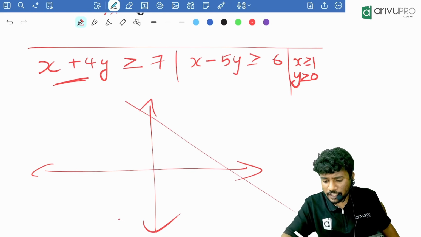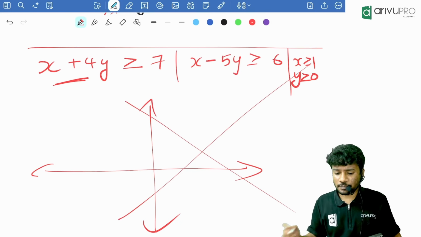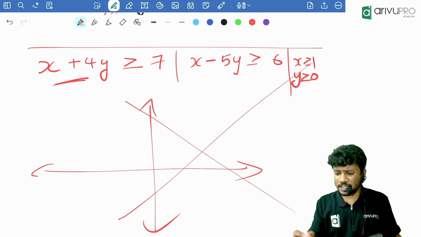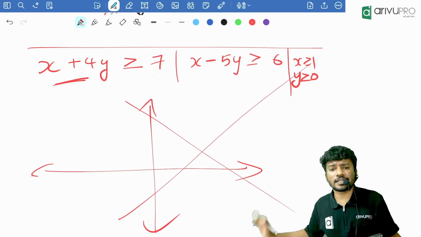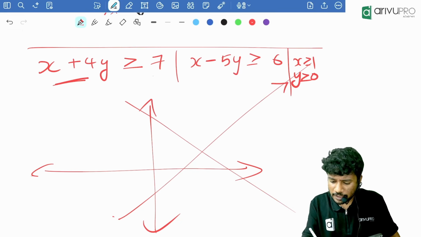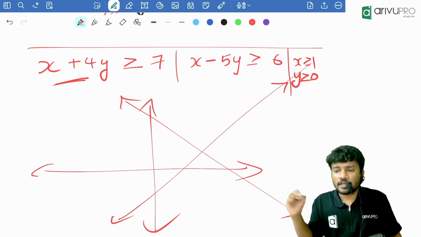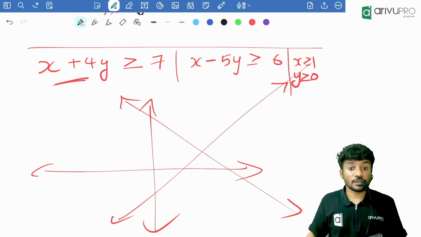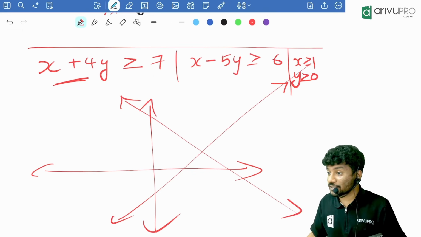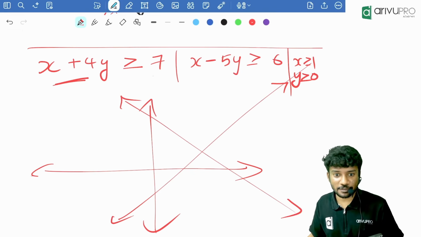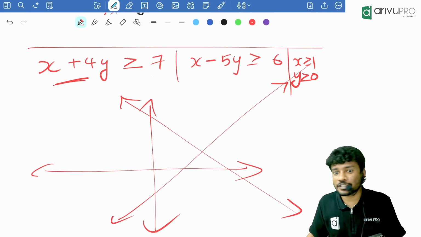X minus 5y greater than or equal to 6. How will the graph look like? Randomly you can draw like this. Since some numbers are less, you can draw it accordingly. Now, they will not ask you to draw the graph. They will give the graph in the question and ask questions based on that. That time you just need to identify what is what.